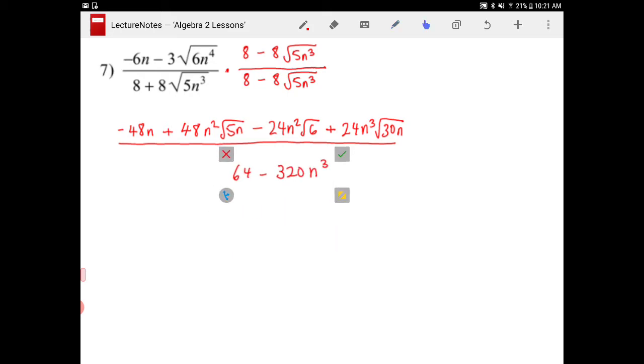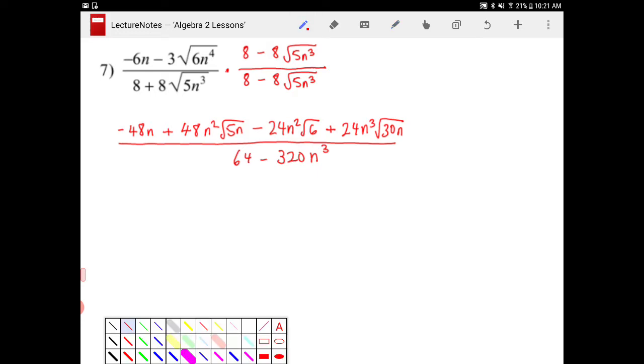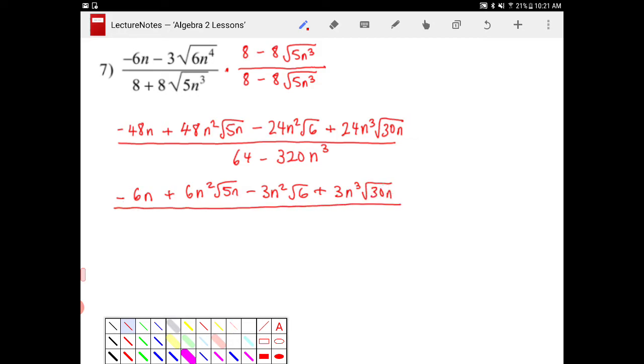And what I need to do at this point is I got to check to see if there are any common factors between the numerator and denominator. If you look closely here, everything here is divisible by 8. So my final answer is negative 6n plus 6n squared radical 5n minus 3n squared radical 6 plus 3n cubed radical 30n, all divided by 8 minus 40n to the third. And that's my final answer.